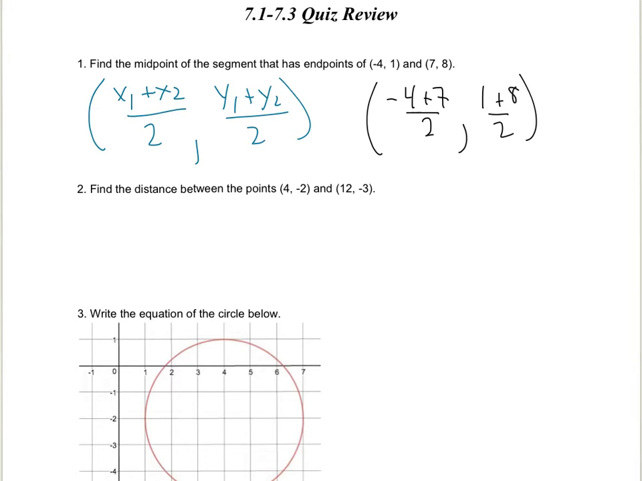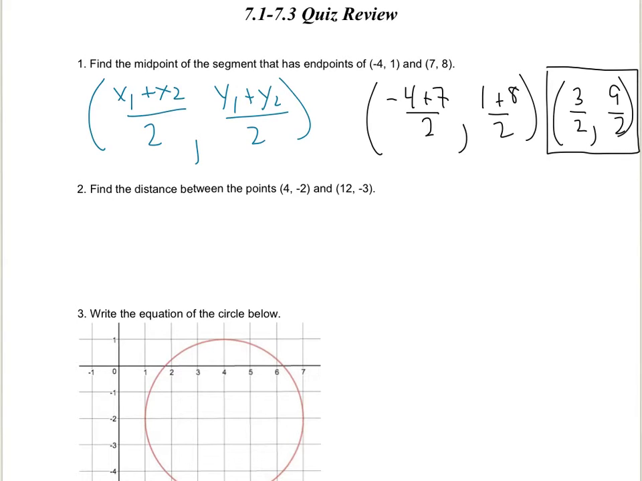So if I take -4 plus 7, that's 3, so my midpoint would be 3 over 2. 1 plus 8 over 2 would be 9 over 2. So this would be my midpoint. And if you put those as decimals, that would be fine as well.